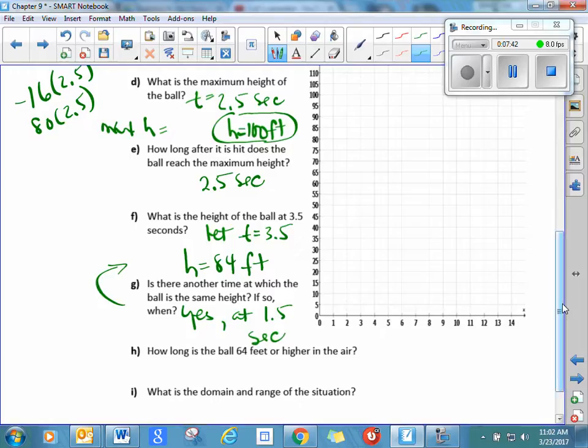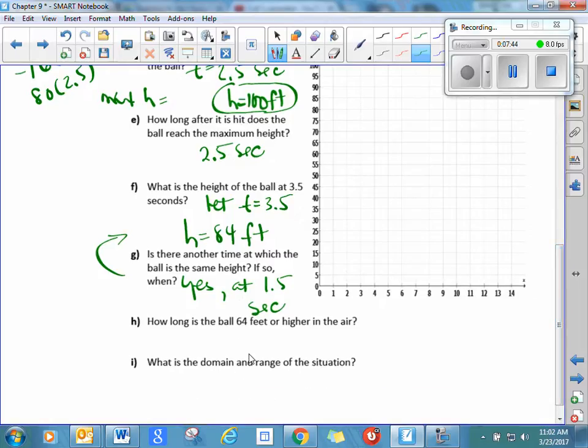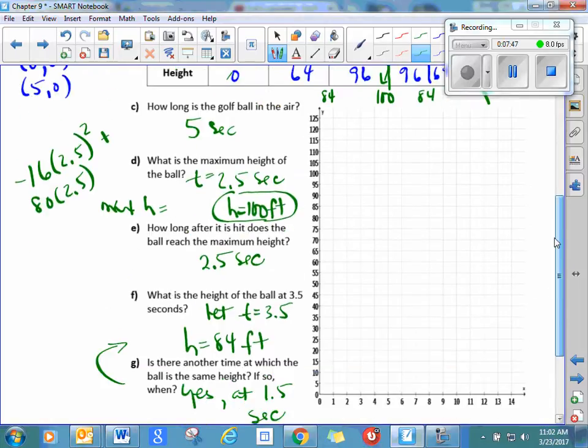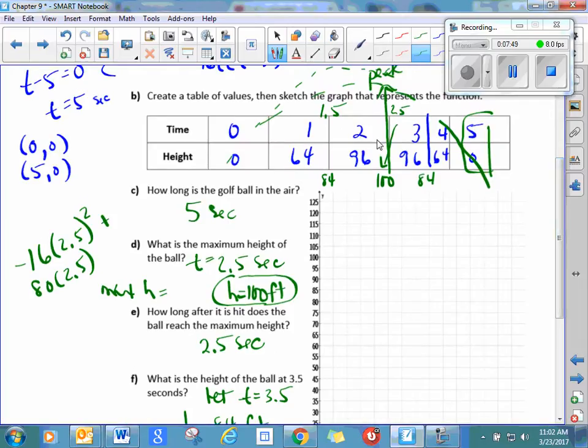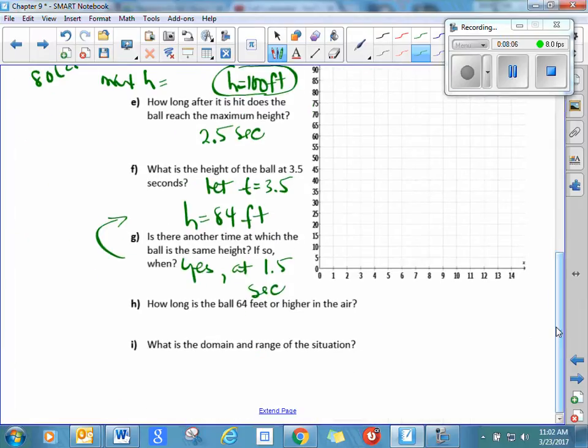How long is the ball 64 feet or higher in the air? So you go back and you look over here. How long is it more than 64? Well, it's all the way from 1 to 4. Between 1 and 4 seconds, it's above 64, going higher, higher, higher, and it doesn't come back to 64 until the 4th second. So that's 3 full seconds that the ball is 64 feet or higher in the air.